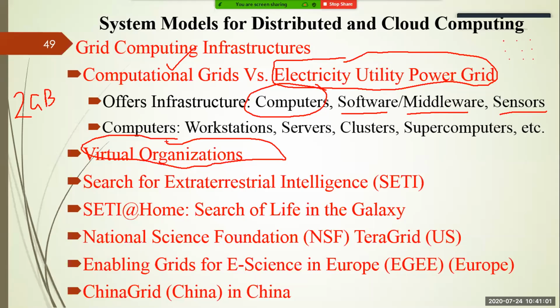Similarly, there is a very famous project called SETI at home. It is a voluntary project. What is the use of this project? This project determines whether there is life in the galaxy or not, whether life exists in a galaxy or not. That is the objective of SETI at home. SETI stands for Search for Extraterrestrial Intelligence.